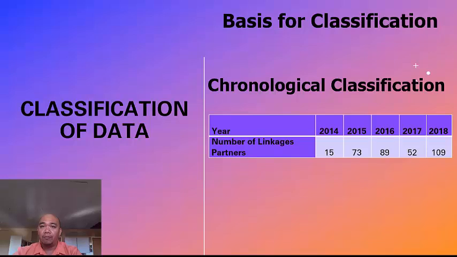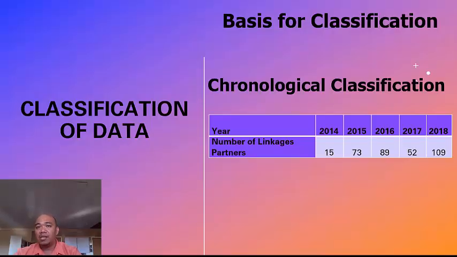Another classification could be chronological. Chronological means a sequence of a series of events or time. So we have here the years 2014, 2015, 2016, 2017, and 2018. And then our data are the number of linkages partners.